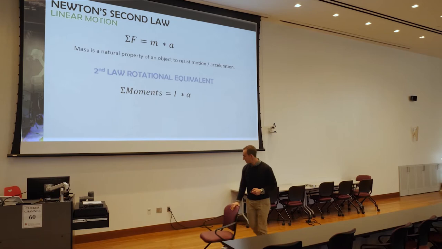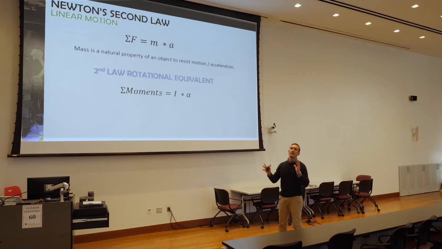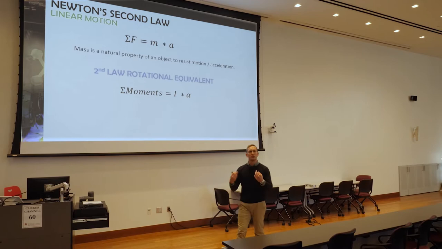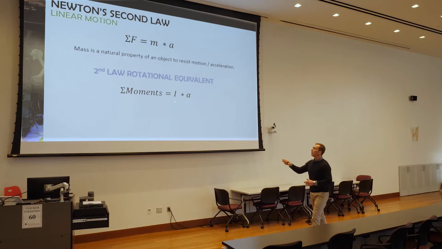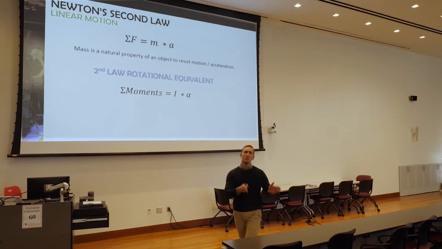So, if we look at these equations, they're very, very similar. Up here we've got the sum of the forces. Down here we've got the sum of the moments, or the rotational forces acting on an object. At the top we've got mass times acceleration, and down below we've got different symbols that more or less mean the same thing. Instead of mass times acceleration, we've got moment of inertia times angular acceleration, or rotational acceleration.